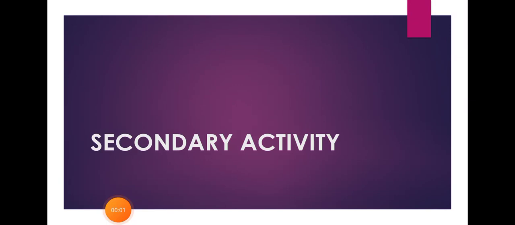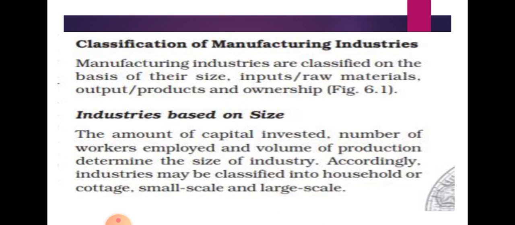Students, today we are going to discuss the classification of the secondary activities. Already under the secondary activity, we read yesterday about the manufacturing industries. So, today we are going to classify these manufacturing industries only. The manufacturing industry is classified on the basis of their size, the raw material or input, the output or the product, even the ownership also.